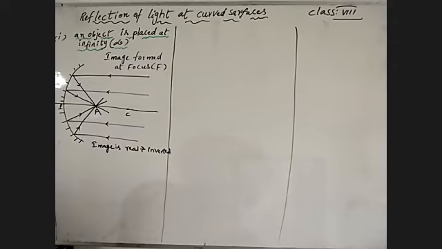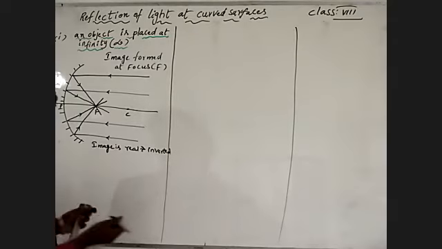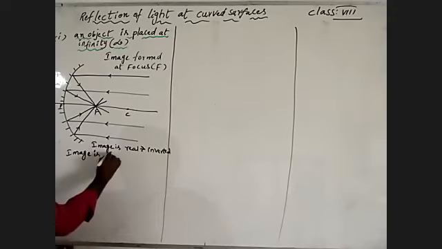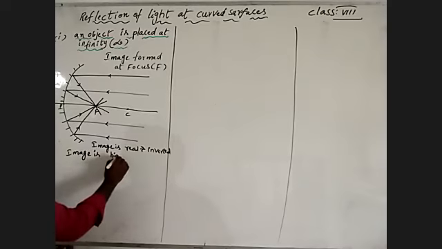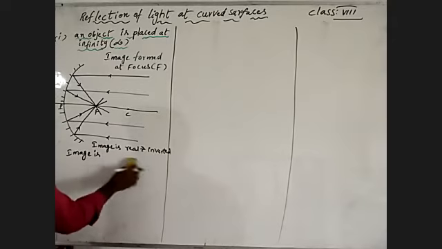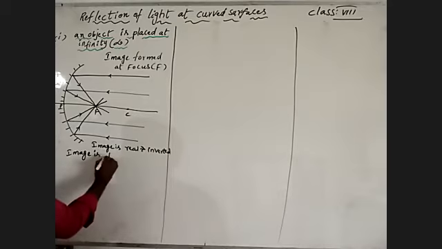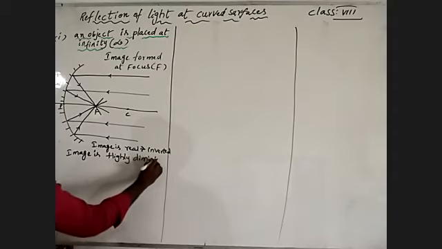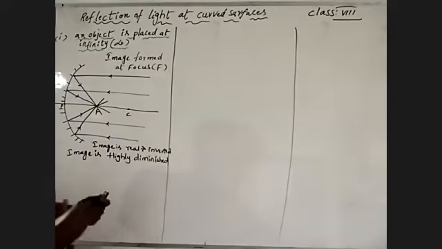Real and inverted. Understand? And what type of character will it be? Means the type of image. What is the character of the image? The image is highly diminished. What you can say? Highly diminished.